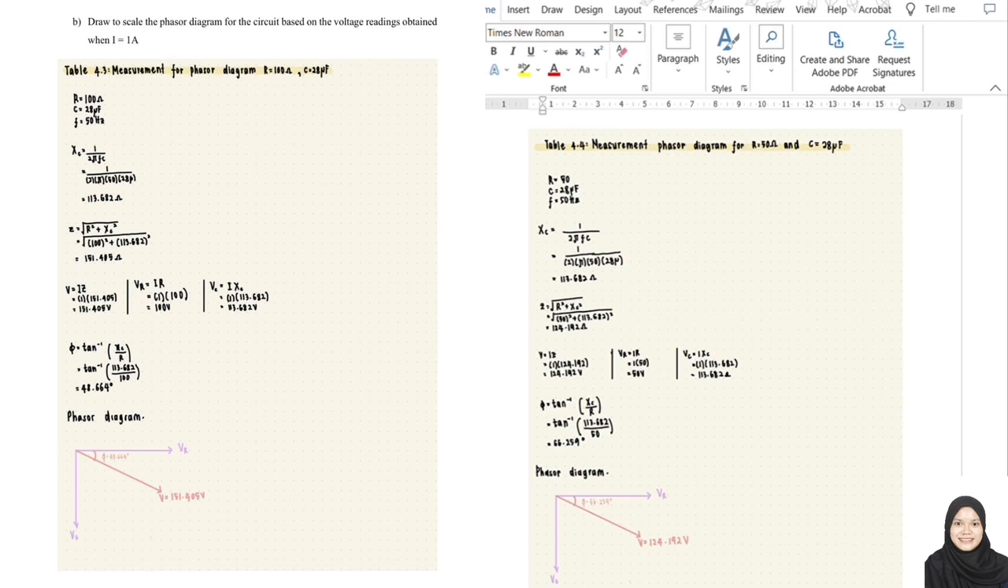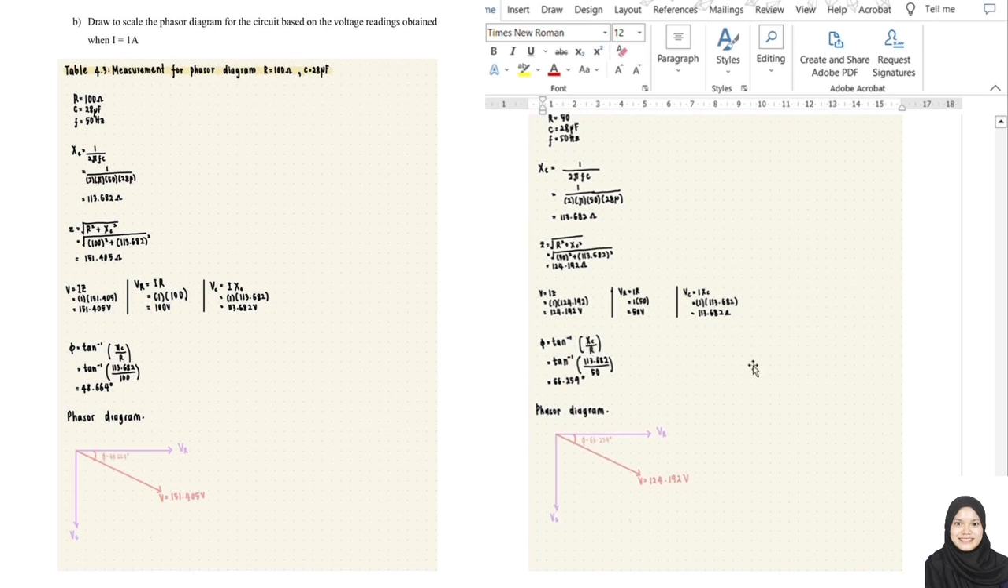To find the voltage, we take the value of impedance and multiply it by the current. So we got the voltage for table 4.3, which is 151.405 volt. Meanwhile for table 4.4, the voltage is 124.192. The angle for table 4.3 is 48.664. Meanwhile for table 4.4, we get the angle of 66.259. So this is the phasor diagram for table 4.3. Meanwhile, this is the phasor diagram for table 4.4.